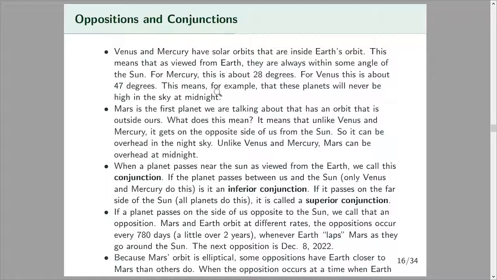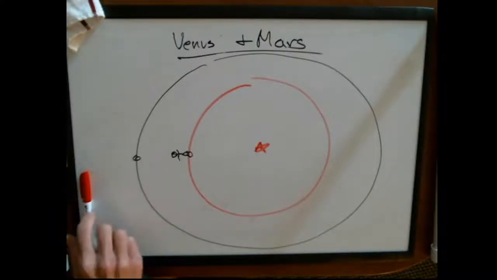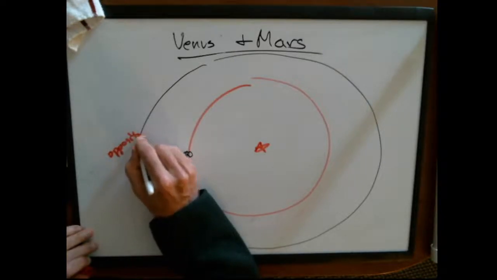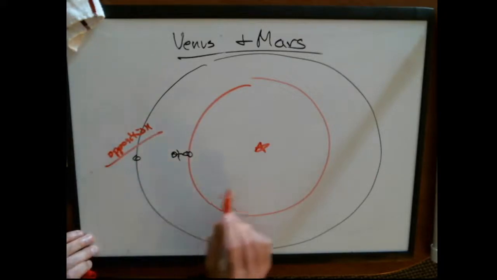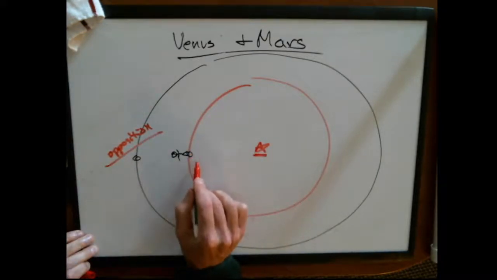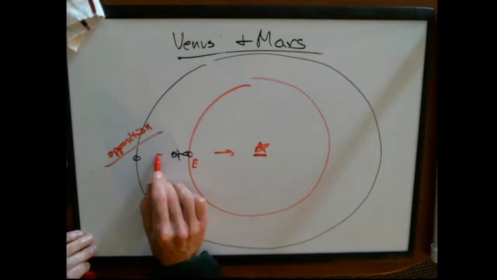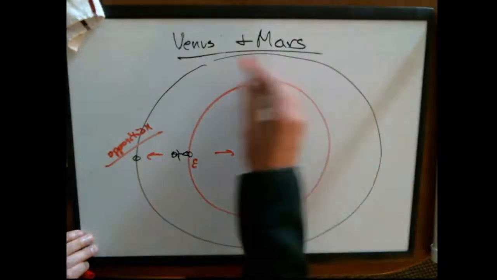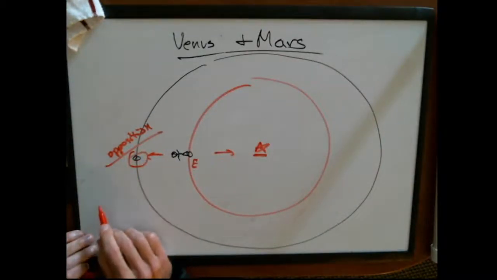Mars is the first planet we're talking about that has an orbit that's outside ours. What does that mean? It means, unlike Venus and Mercury, it gets to be on the opposite side of the sun from us. And that position is called opposition. If this is us, and the sun is this way, and the planet's this way, they're in opposition. And you notice, no matter where Mars is in its orbit, that's the closest it's going to be to us when it's at opposition.